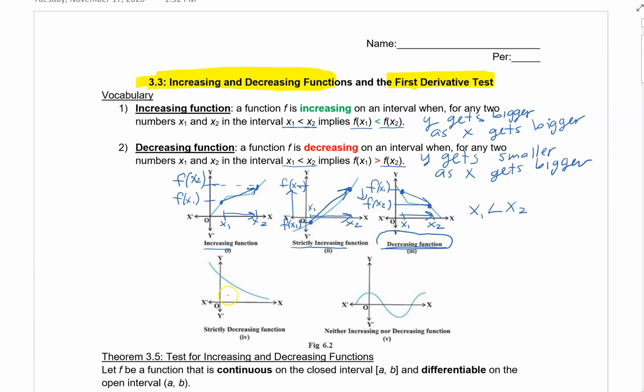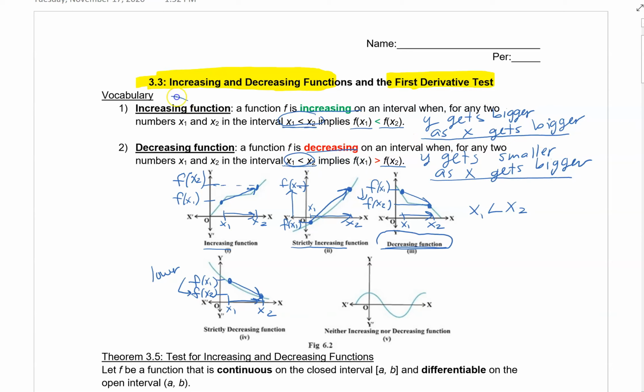Same thing happened here. Let's say I pick x1 somewhere close to 0. There's my f of x1. And then I go to the right, because x2 is more than x1. Pick that point right there. I can see again my f of x2 is lower than my f of x1, meaning my y values were going down as x went to the right. So in both scenarios, increasing and decreasing, the x values are getting bigger.